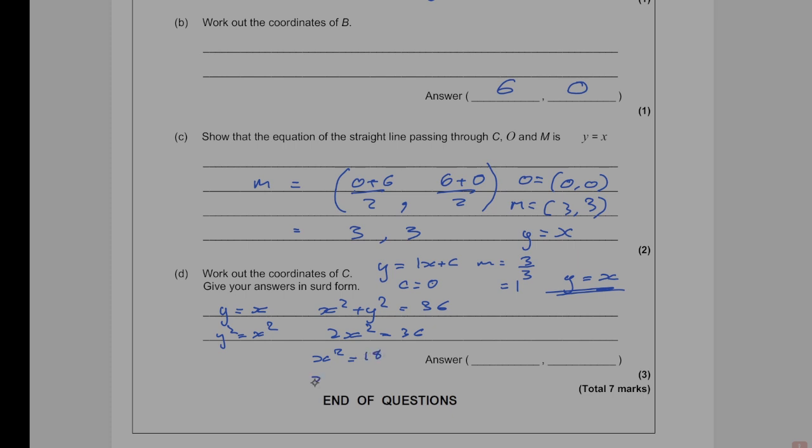So x has got to be equal to plus or minus the square root of 18, which is going to be 3 root 2. So x has got to be equal to plus or minus 3 root 2. We're looking at the negative version there. So for C, we're going to have minus 3 root 2 and minus 3 root 2.